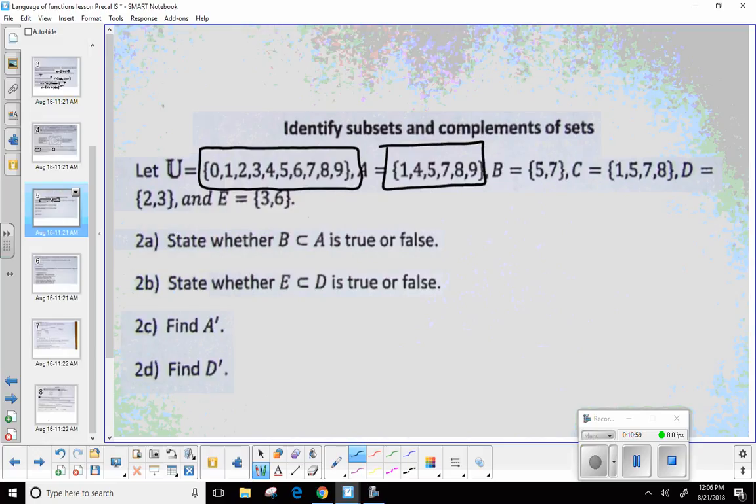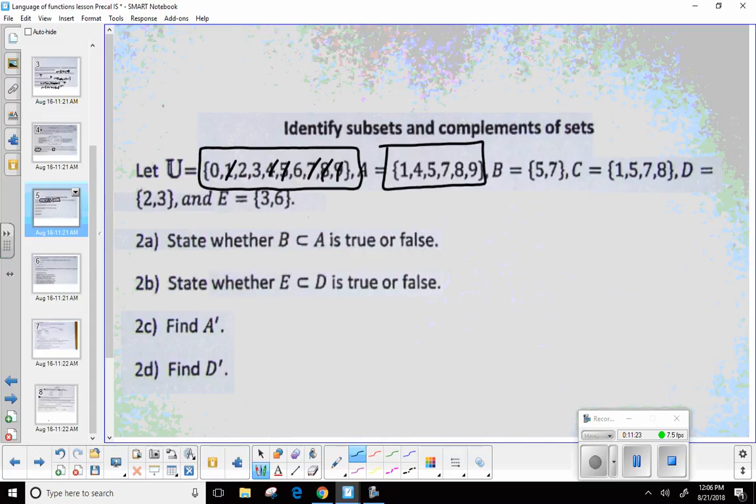An easy way to do it: all the elements of A that you find in the universe, mark them out. So A has 1, so I'm going to mark it out. And it also has 4, 5, 7, 8, 9. The complement is everything that's left in the universe outside of that set. So it's only 4 elements.